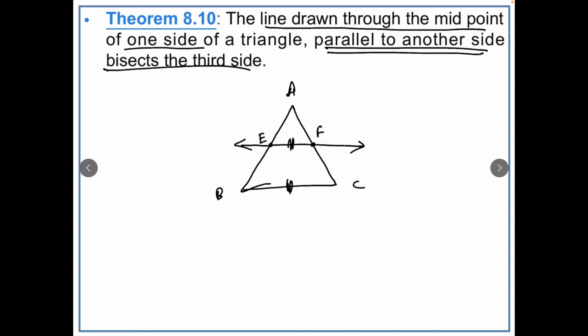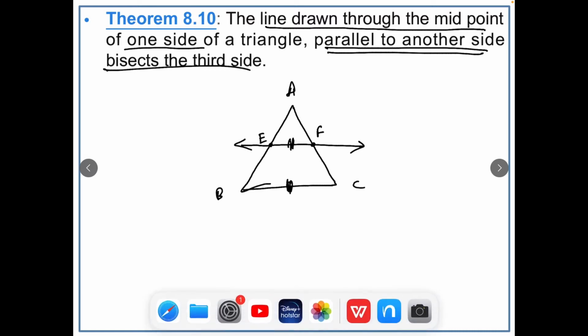In simple words, if you have a triangle and from the midpoint of one side, you draw a line which is parallel to the another side, it will definitely bisect the third side. That's what this theorem 8.10 says. Now based on these two theorems, 8.9, which is the midpoint theorem, and 8.10, which is the converse of the midpoint theorem, we have exercise 8.2. So now let's start the exercise 8.2.